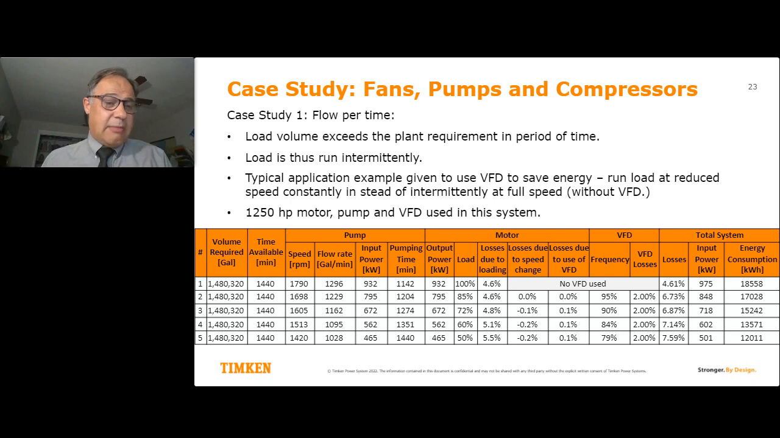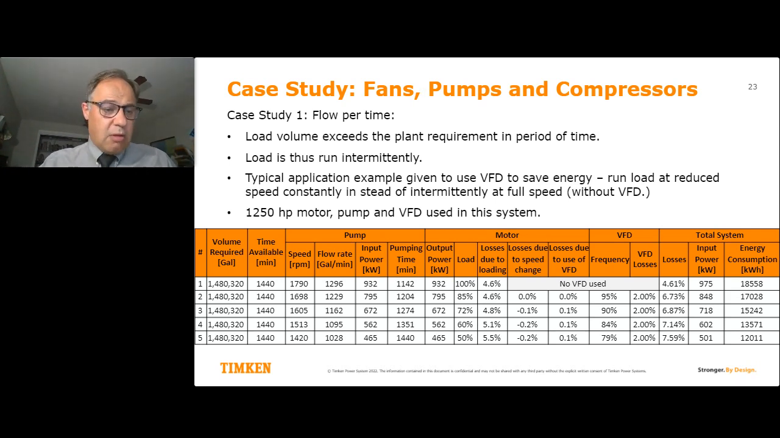On that, case study number 1 is the flow per time. So the load volume exceeds the plant requirement in a period of time. Currently, the load is run intermittently by switching the motor on and off. And I want to see if I can save energy by, instead of doing that, using a VFD and running the motor at a lower speed constantly. Now, again, I'm going to use my case study, the 1250 horsepower motor, a pump, and a VFD.